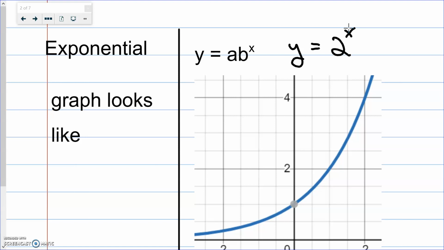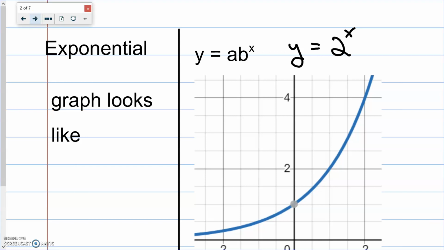And this goes along from the left to the right and then starts climbing quickly. It can also do the same going the opposite way, where it'll decrease quickly and then level off. That's an exponential graph.